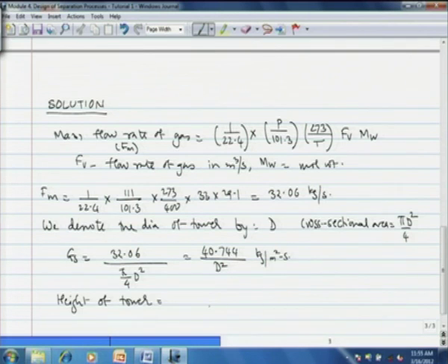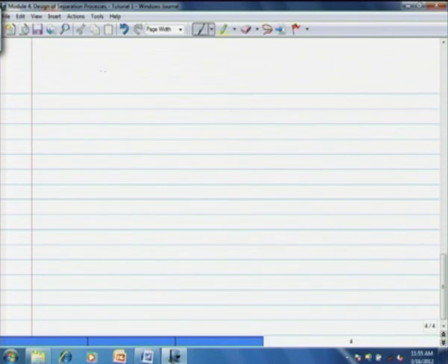The height of the tower. Height of the tower that we denote by letter Z is HTU, height of transfer unit, into NTU, number of transfer units. HTU has been given to us as 4.5 meter. NTU is a function of Gs, Gs raised to 0.5. So, the total height of the tower Z is 4.5 into Gs raised to 0.5. We now substitute the expression that we derived for Gs just now, 4.5 into Fm by pi by 4 d square raised to 0.5, and after substituting for Fm and simplifying, we get this as 28.75 divided by d. So, that is the height of the tower in terms of diameter of the tower.